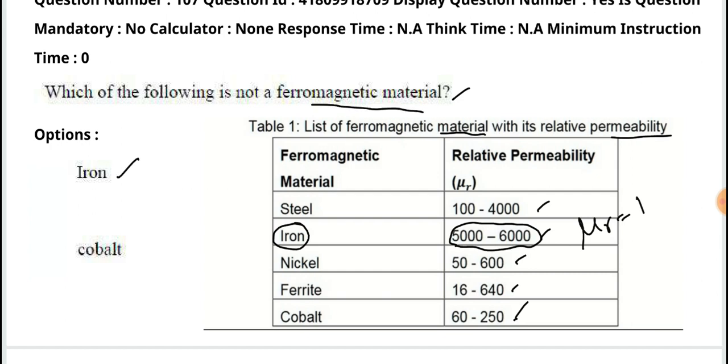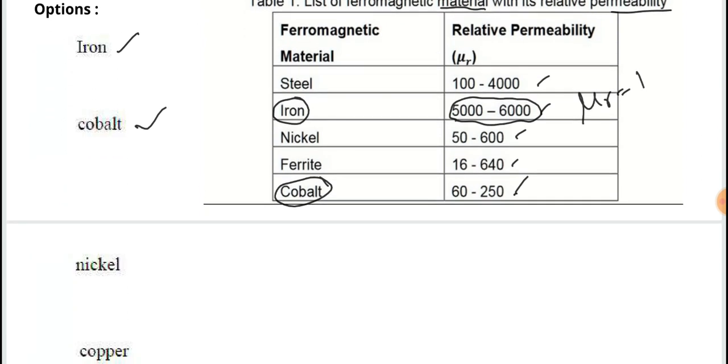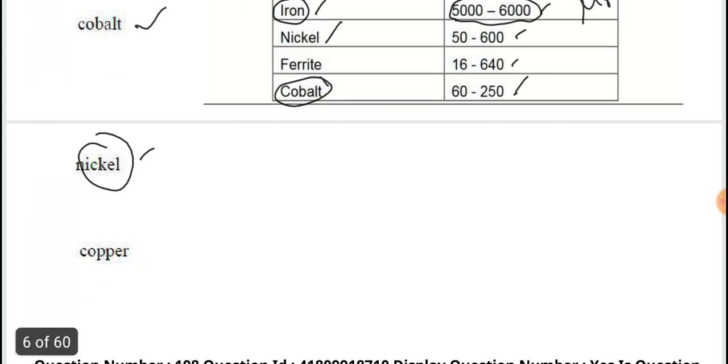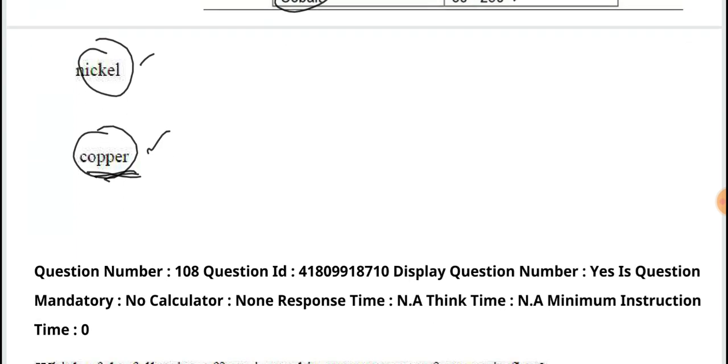So iron you have seen here, and here you have seen cobalt. Next you can see nickel. So these three are the ferromagnetic materials, and what is missing here? Copper. So copper is not a ferromagnetic material, so the correct answer is copper.